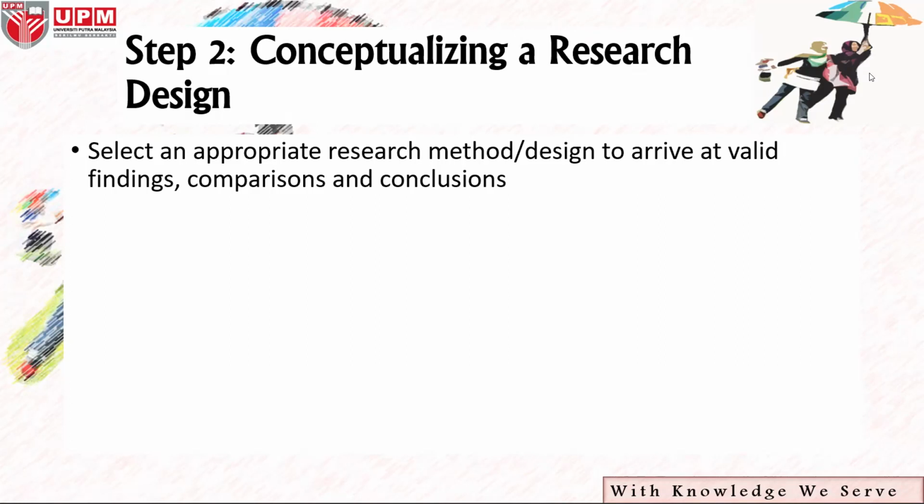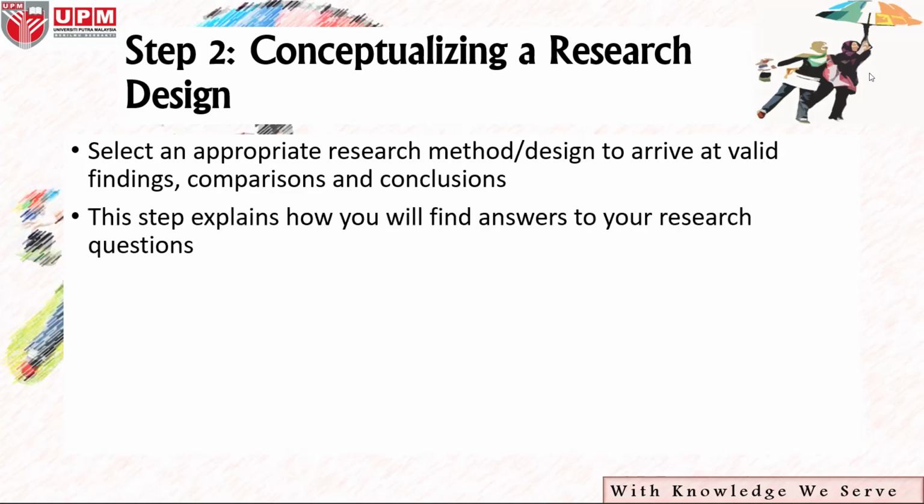Sometimes we just write our research question in our quantitative research, but most of the time, we only refer to objective. But in qualitative study, we use research question instead of research objective. And then, this step explains how you will find answer to your research question. So then it must be valid, workable and manageable.